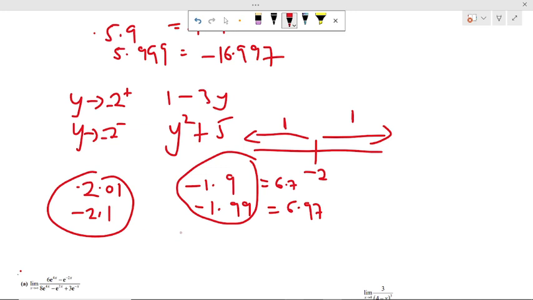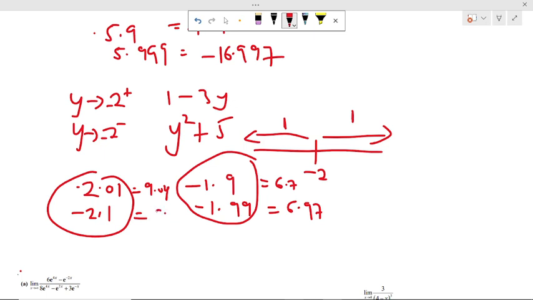But taking it from the negative direction, when I put it in this, I'm going to get 2.01 squared plus 5. I get 9.04 for the upper one, and for the lower one, I get 9.4.